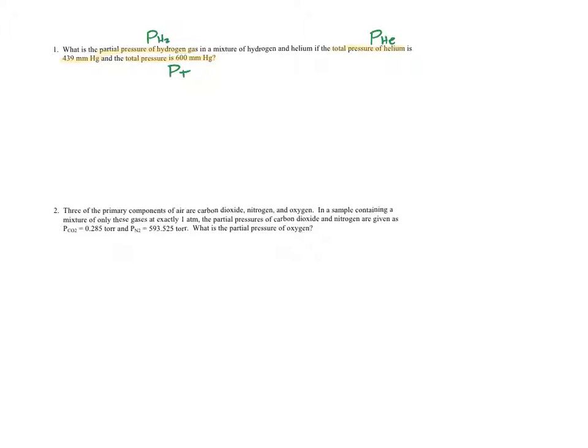So then we simply do our formula, the total pressure. Now I'm going to write these partial pressures with the formula. That helps me. Again, if it doesn't help you, you can just assign them as 1 and 2. So now I know that the total pressure is going to equal the partial pressure of hydrogen plus the partial pressure of helium.